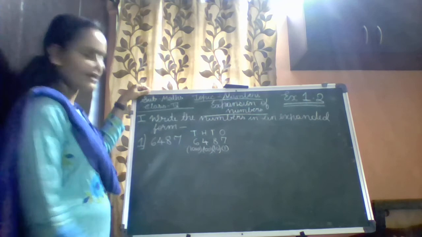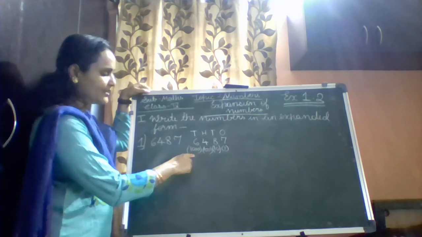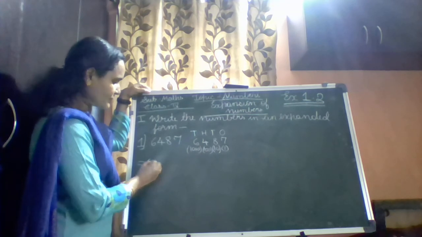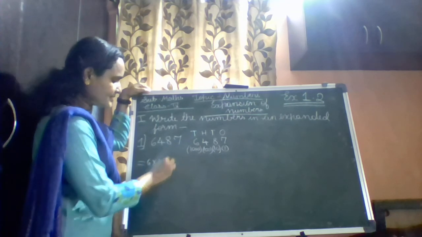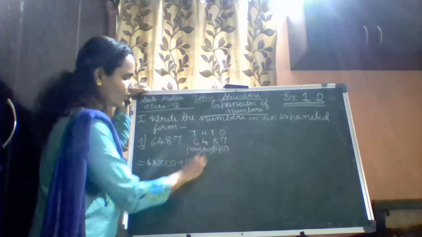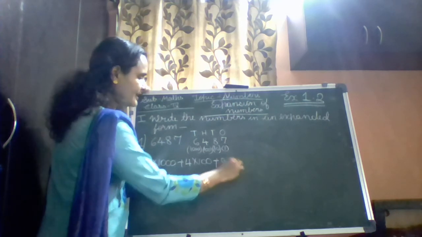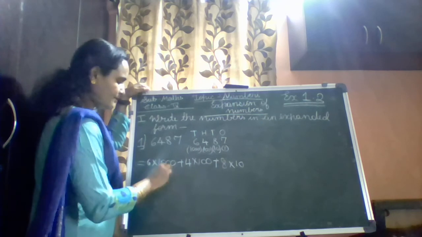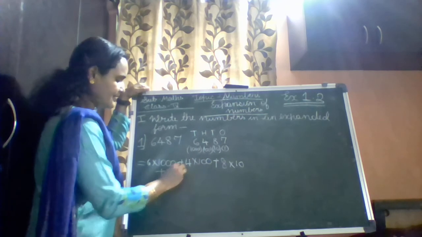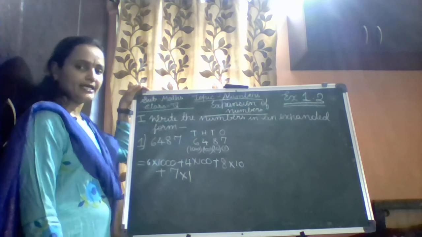Now write it in expanded form. Now it would be easy for you. First number is 6. 6 into 1000. You have to repeat when I am doing it. 6 into 1000 plus next number is 4. 4 into 100 plus next number is 8. 8 into 10 plus 7 is under 1. 7 into 1. So this is how you write the number under expanded form.